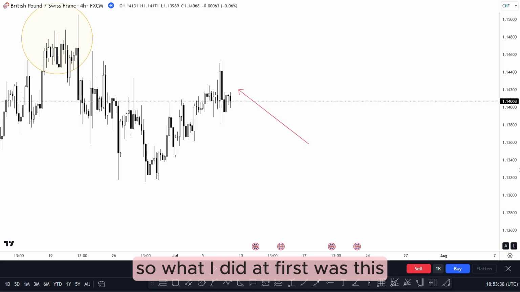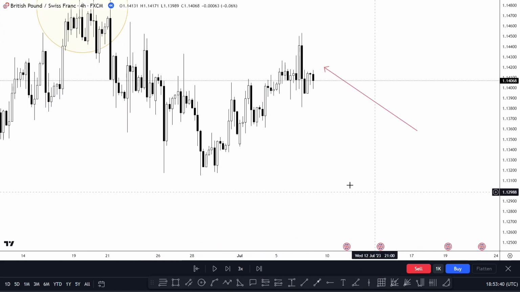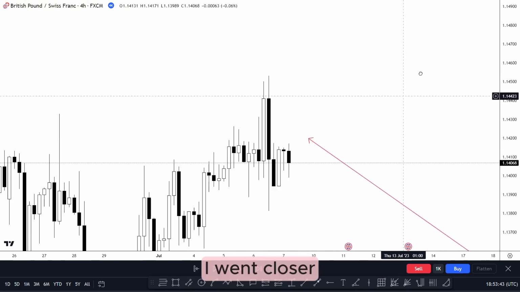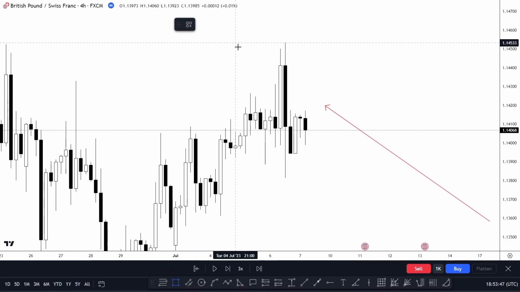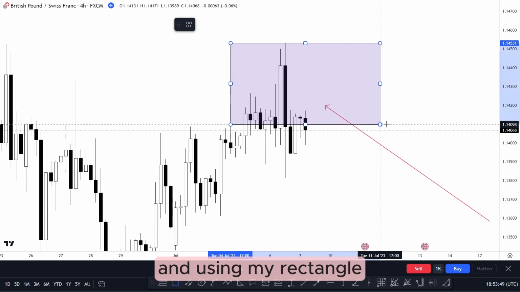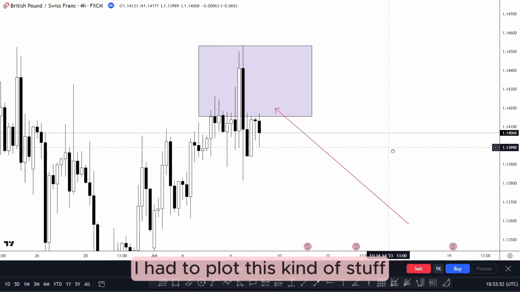So what I did at first was this. I went closer to observe what price was doing at this current point, and using my rectangle I had to plot this kind of stuff.